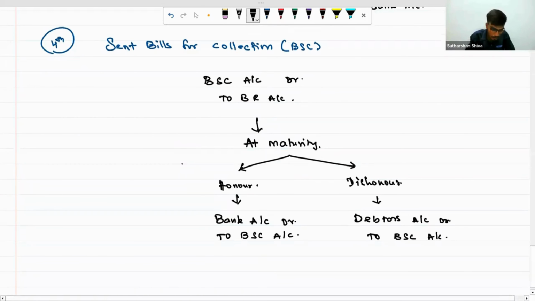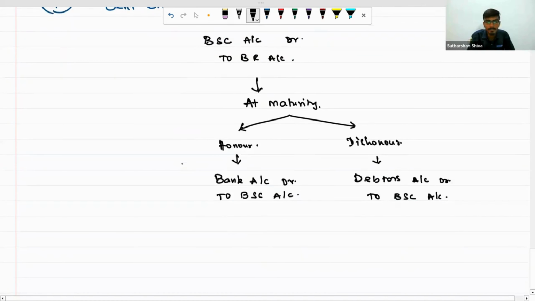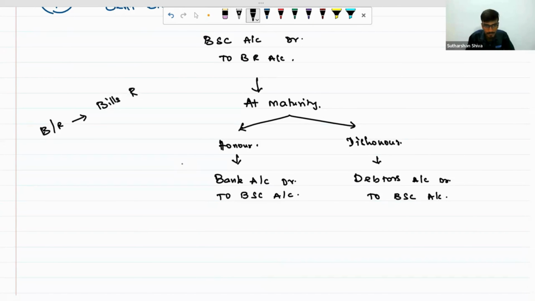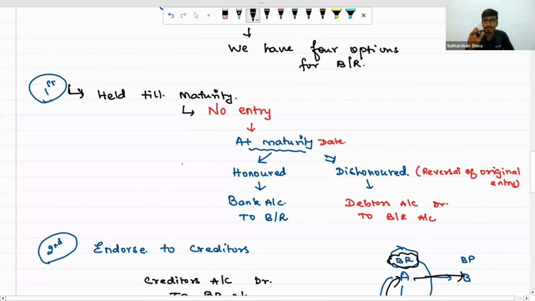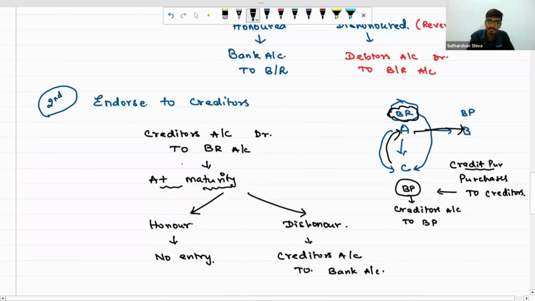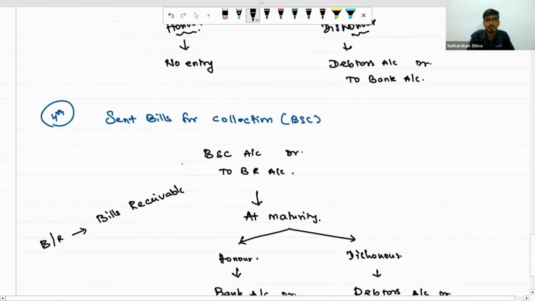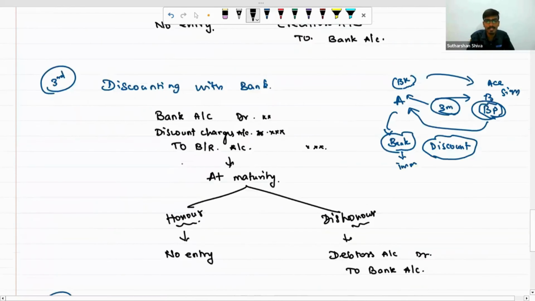Okay, these are the 4 options which I have done. BR denotes bills receivable. The first option is that I hold the bill till maturity. Second, I will endorse it. Third is discounting. Fourth is sending it for collection.